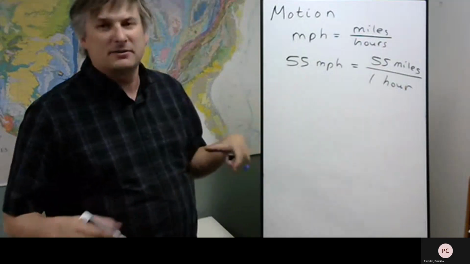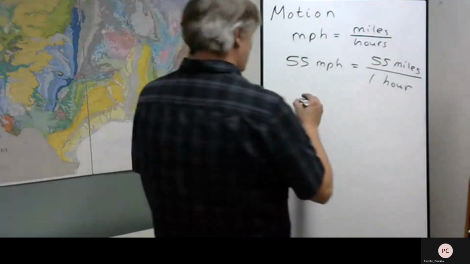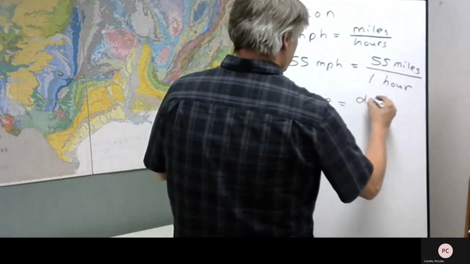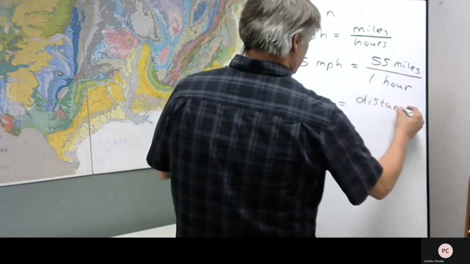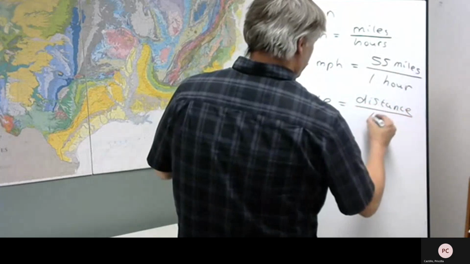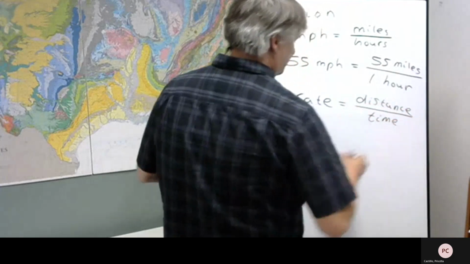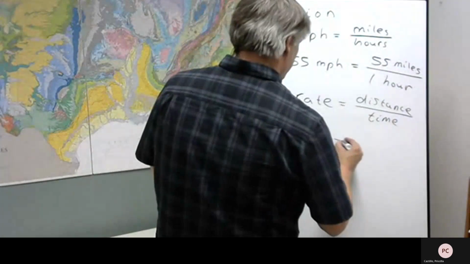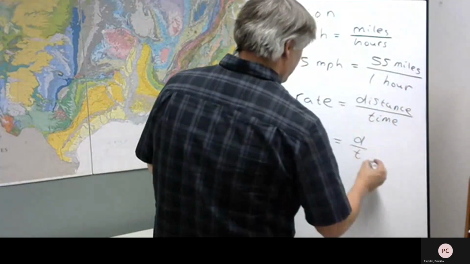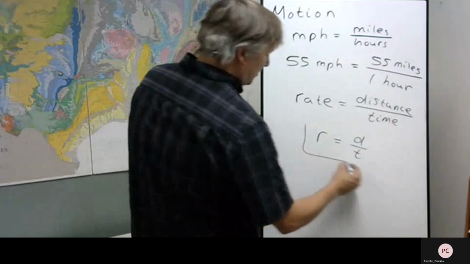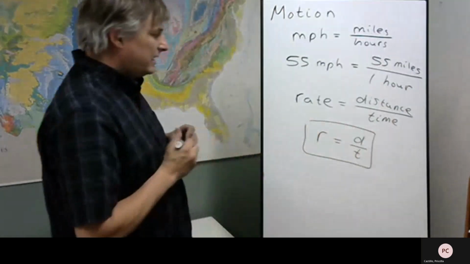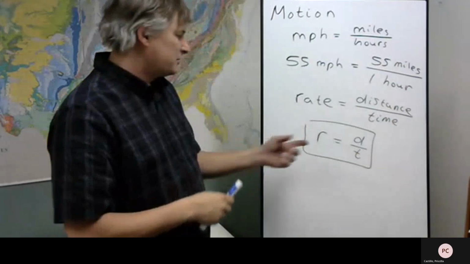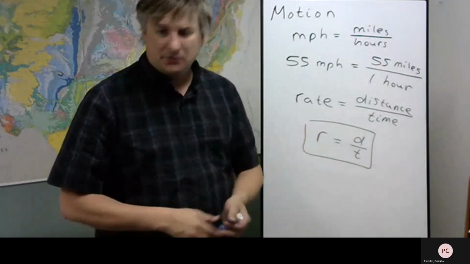So the way we write this up abstractly is we say this is rate equals distance over time. Or put another way, R is D over T. So this is an important relationship to have. And depending on what the problem is asking for, you're going to rearrange this in different ways.